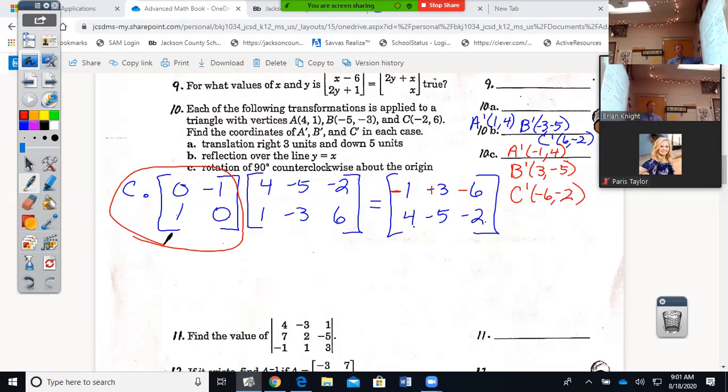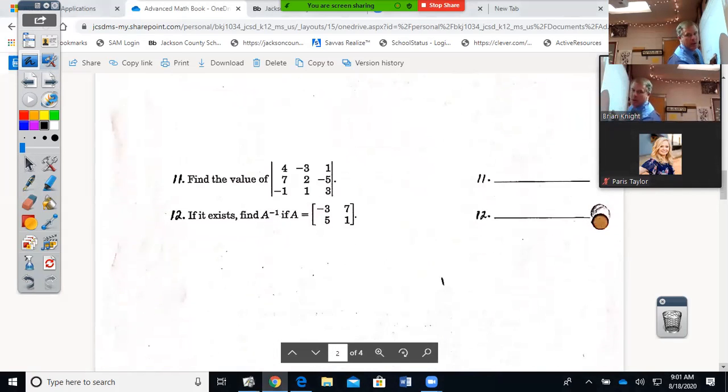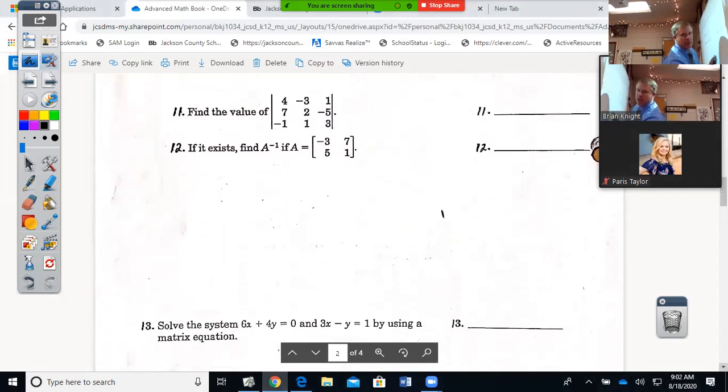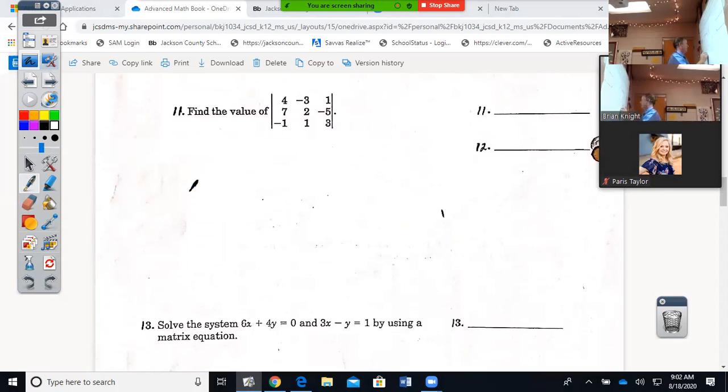We're good? All right. 11. We're finding the, what's that mean when it's just absolute value bars looking? Determinant, okay? And again, yes, you can use your calculator to check it, but I need to see the work you used to get it, okay?